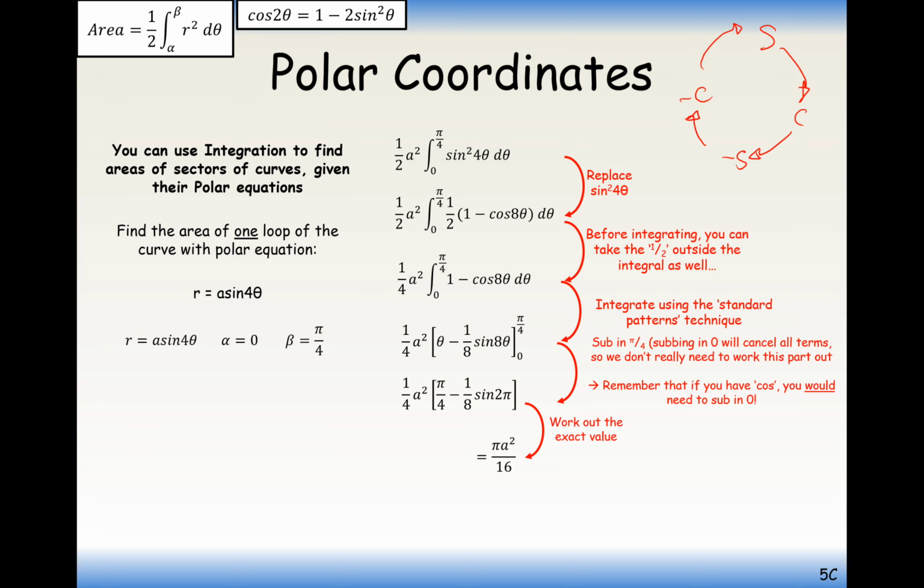And then work out the answer in exact values, and you get pi a squared over 16, because this thing here will just be 0. So that's the answer of one loop, and if you were asked the question to work out all 4 loops, or the whole boundary, or the whole area enclosed by the curve, then probably the best thing to do would be just work out one petal and then times it by 4. So there we are.